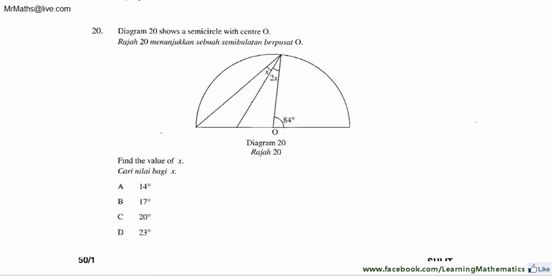Move on to number 20. We should try to answer the problems as quickly as possible. If you get stuck, just leave it out for a while, do the easy ones first, and then come back to it later. Number 20, diagram 20 shows a semicircle with center O. Find the value of x. Let's take a look at this. You have a semicircle.